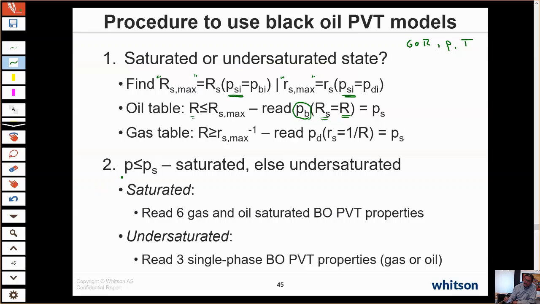Now you look at the pressure. You've got this pressure here. You're going to compare it. So now what this gives us is the saturation pressure for our gas oil ratio. And now we go and ask, is it a saturated or undersaturated condition? So if it's saturated, you go basically and read the properties at the pressure. Okay?